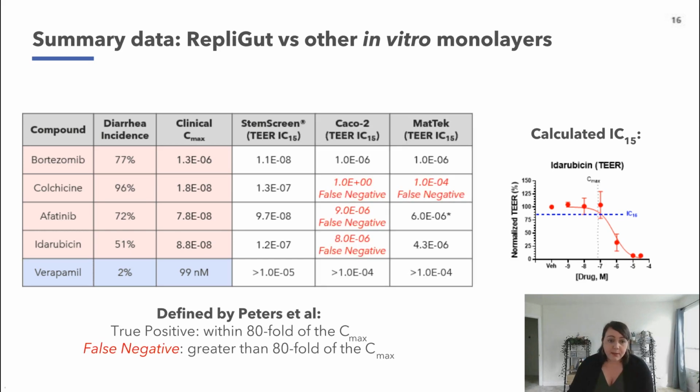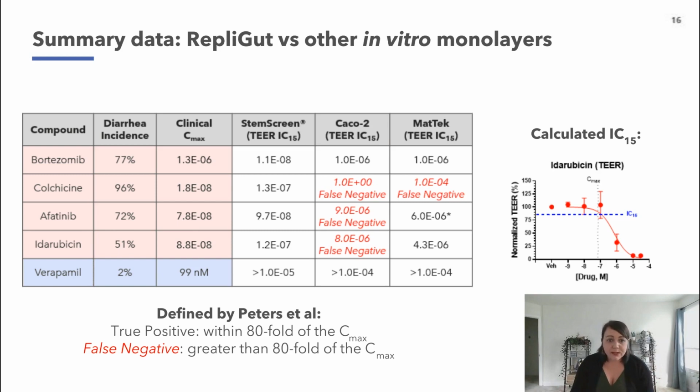Now, in this Peters paper, they were looking at two other platforms, Caco-2 cells, as well as MatTek cells. Now you can see here, these were their tier IC15s. And when we look at a compound like bortezomib, remember that it didn't matter what kind of cells were there, proliferative or non-proliferative, they were toxic.